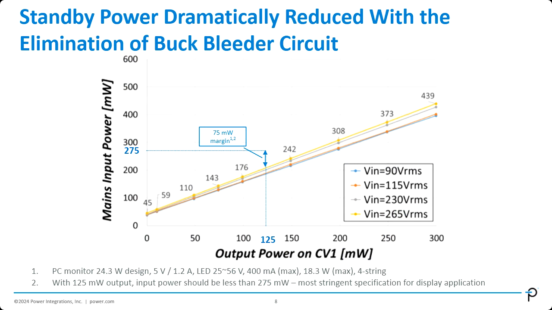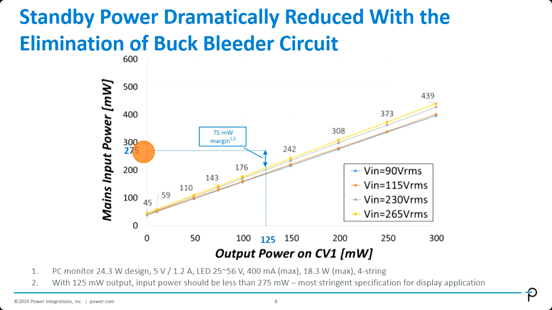Next one, let's talk about standby power performance. This design example is, again, for a constant voltage output plus constant current output for display application. And the blue dotted line here is the industry requirement, where they require that when the output power is 125 milliwatts, the input power needs to stay below 275 milliwatts.